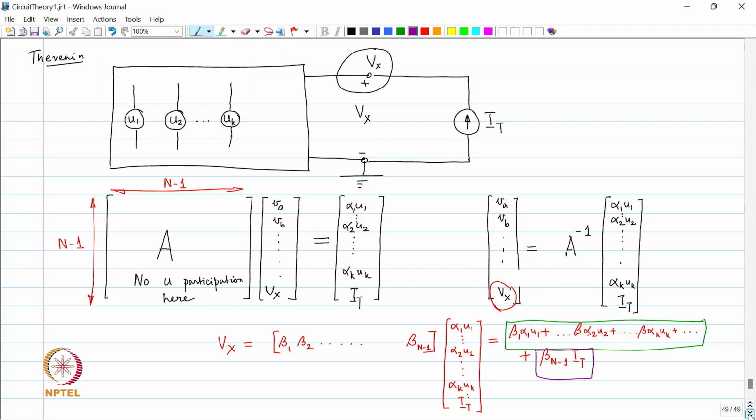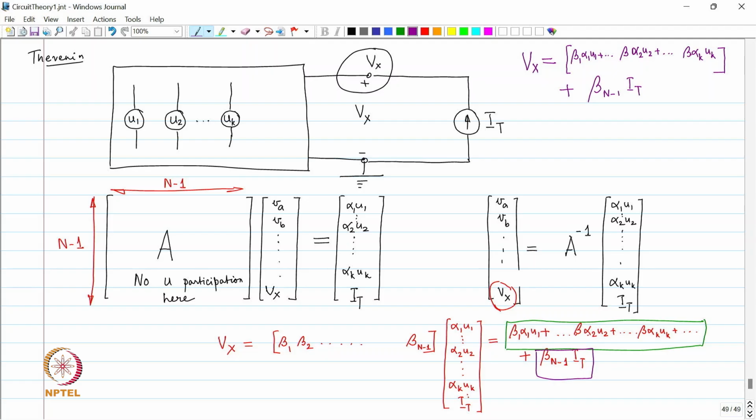So, what have I got so far? I have got the following. I have got V x is equal to... this is what I have got. Okay.